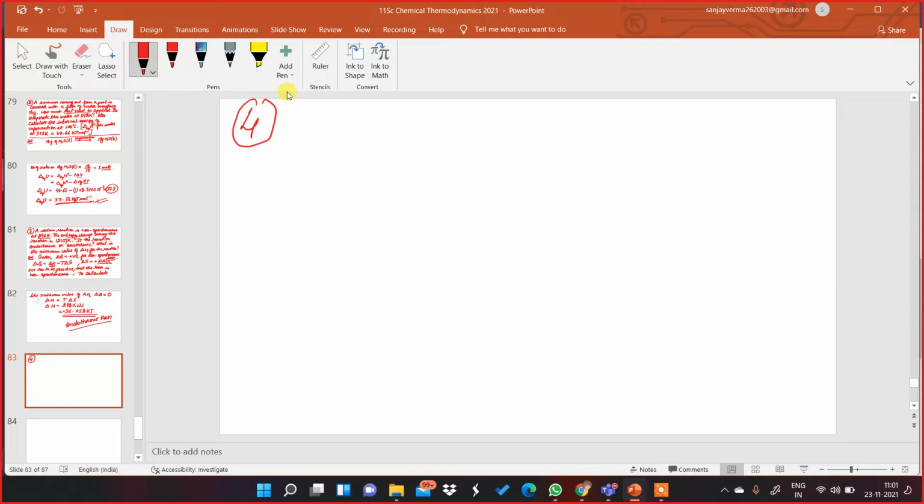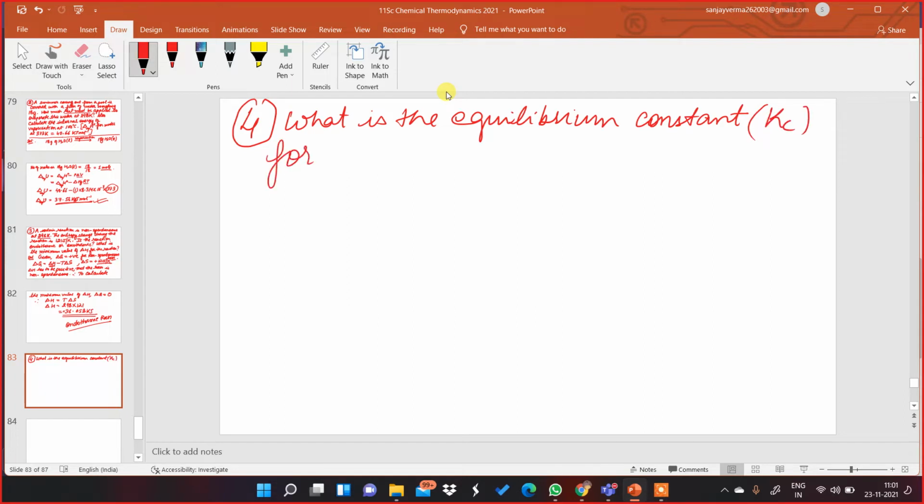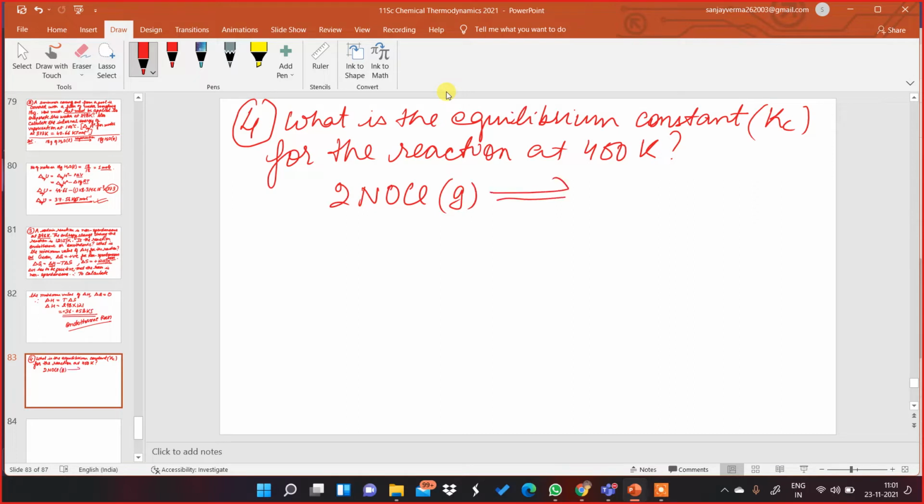I'm writing the question. What is the equilibrium constant? That is Kc, for the reaction given below at 400 Kelvin. Okay, and the reaction is given: nitrosyl chloride, NOCl gas. It's a reversible reaction. Okay, it is forming NO, nitrogen monoxide, plus chlorine gas, Cl2.